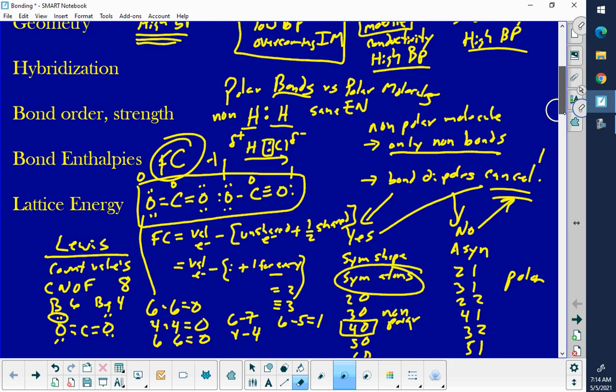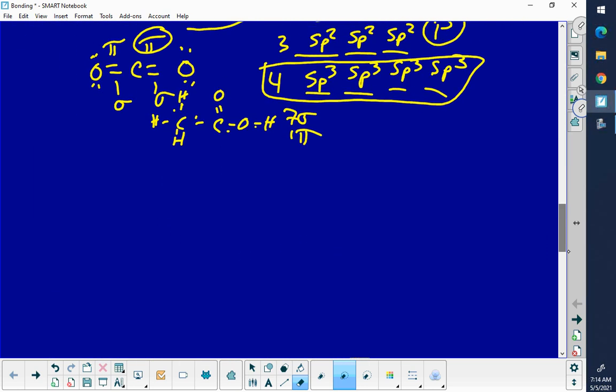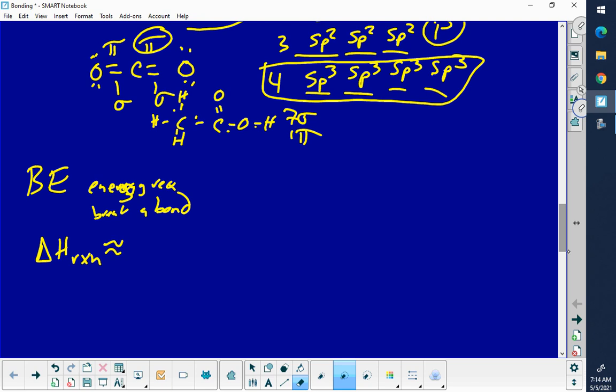Holy moly. Bond enthalpies. So bond enthalpies is really the energy required to break a bond, essentially. And really the only thing we have to worry about here is you can use bond enthalpies to estimate heat of reaction. So you want to take the sum of your bond enthalpies for every bond broken in a reaction minus the sum of the bond enthalpies of every bond formed in a reaction.